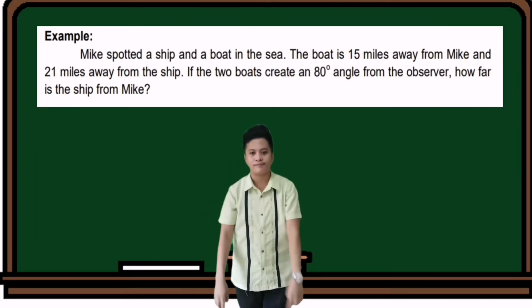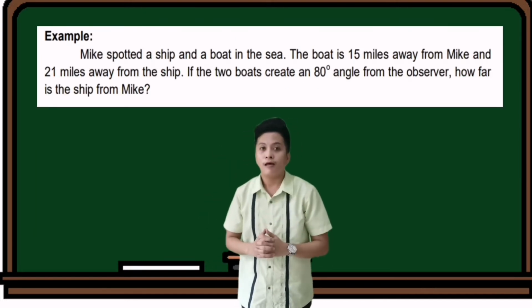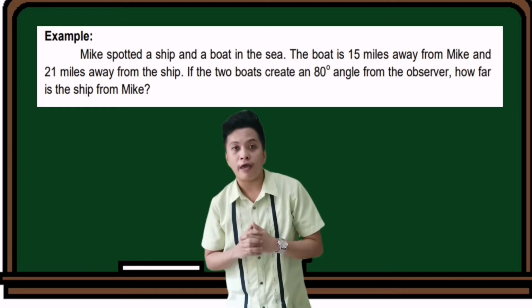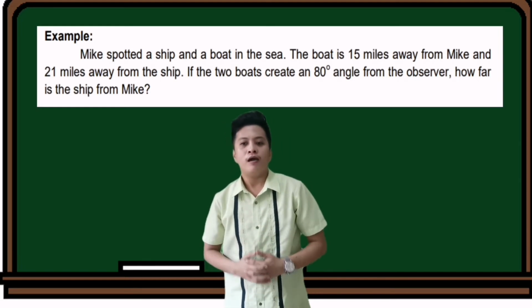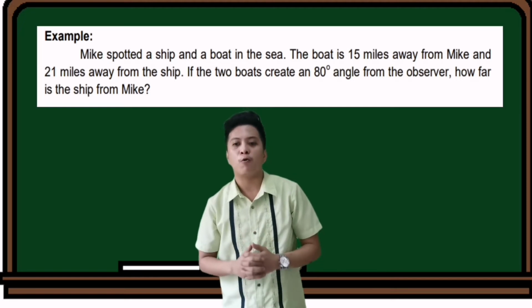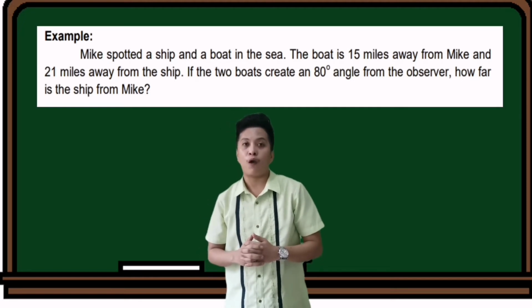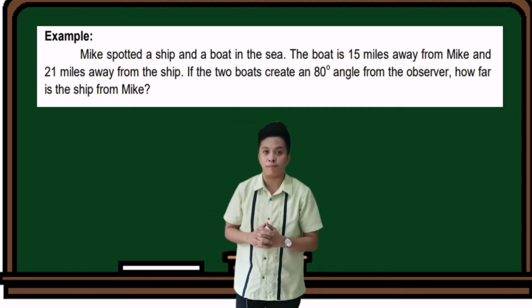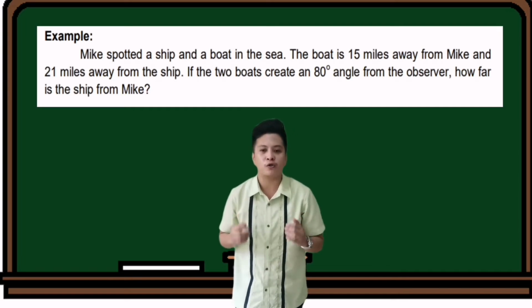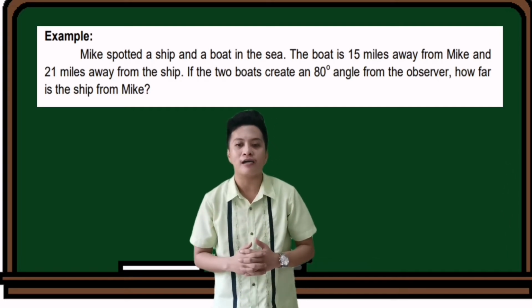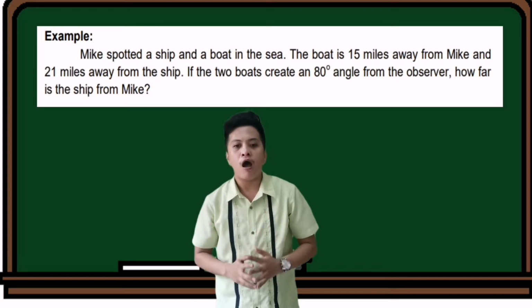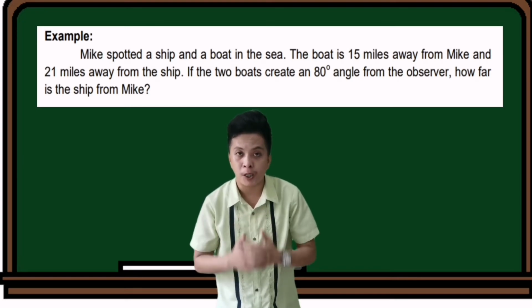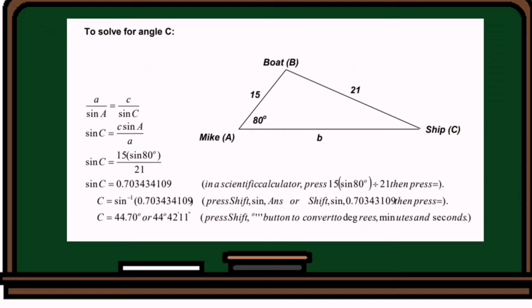Next example. Mike spotted a ship and a boat in the sea. The boat is 15 miles away from Mike and 21 miles away from the ship. If the two boats create an 80-degree angle from the observer, how far is the ship from Mike? To solve for angle C, we will use a over sine A is equal to c over sine C.